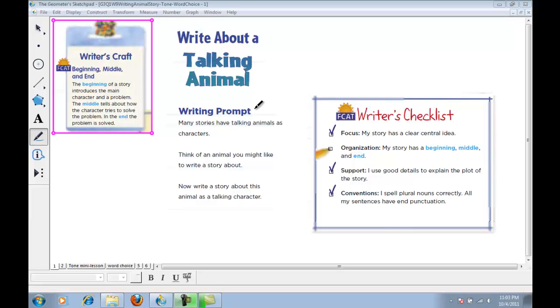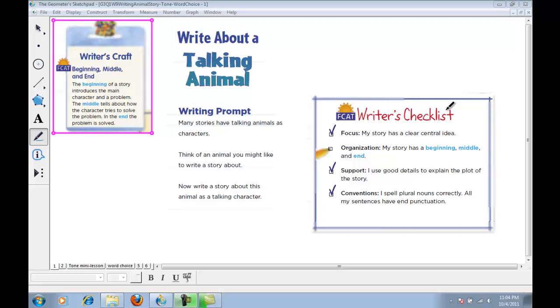Now here's the writing prompt that you're going to use. Many stories have talking animals as characters. Think of an animal you might like to write a story about. Now write a story about this animal as a talking character.